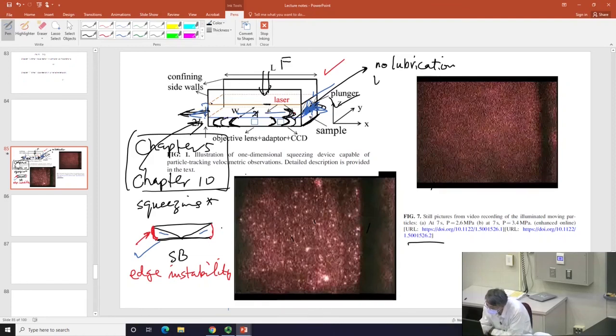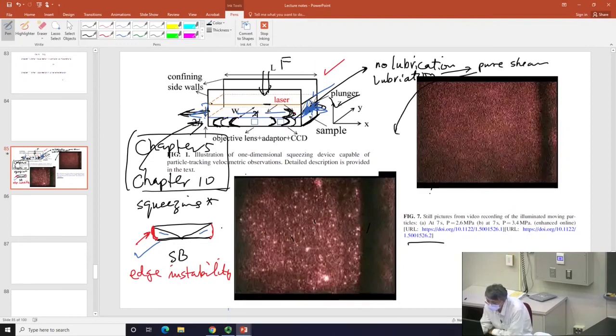When you have lubrication, I just want to mention, when you have lubrication, this has a particularly well-known geometry or a name for it. It's called pure shear.